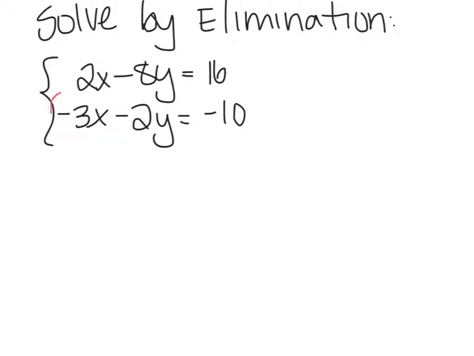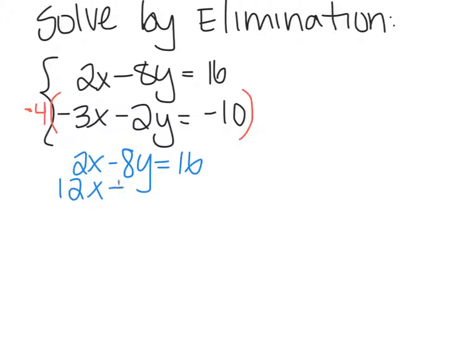Well, I know that I can multiply this entire equation by negative 4 in order to make that negative 2y a positive 8y. And you'll see why we do that in a minute. So 2x minus 8y equals 16. Now in the bottom, you have to distribute that negative 4 to every single term. So that gives me 12x plus 8y equals positive 40.